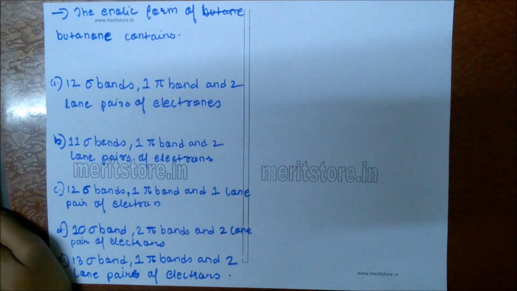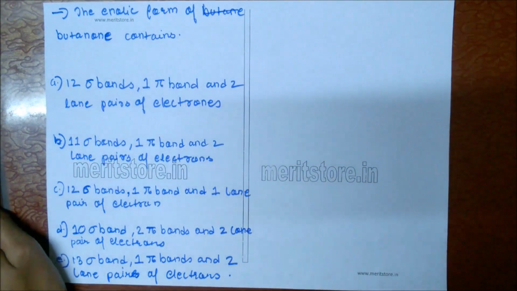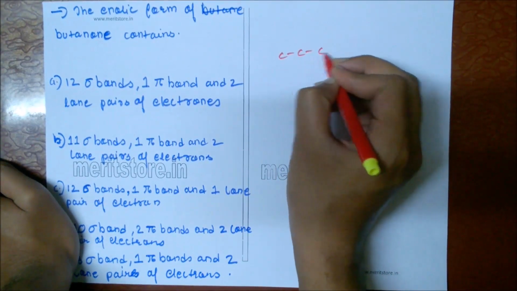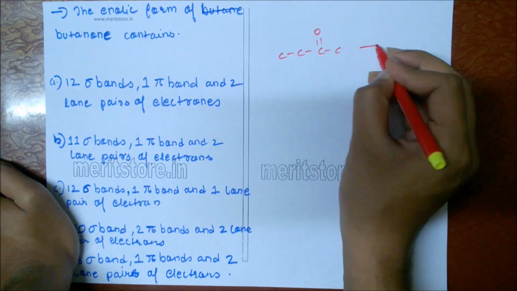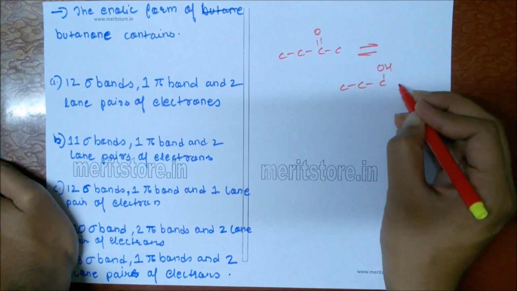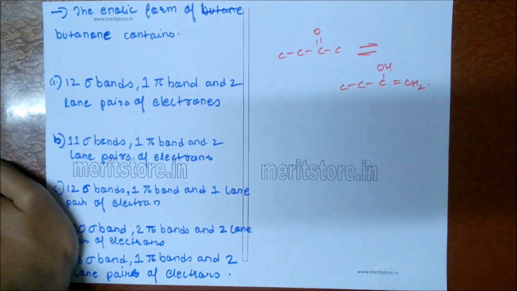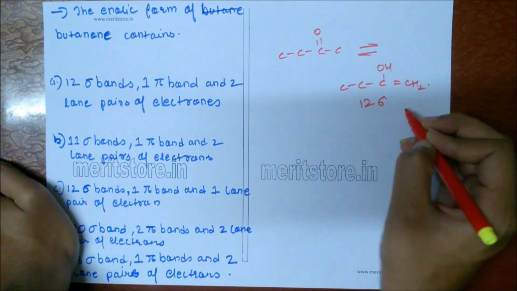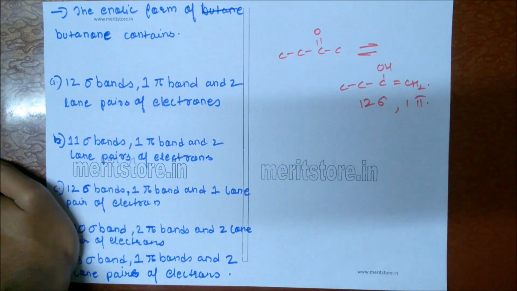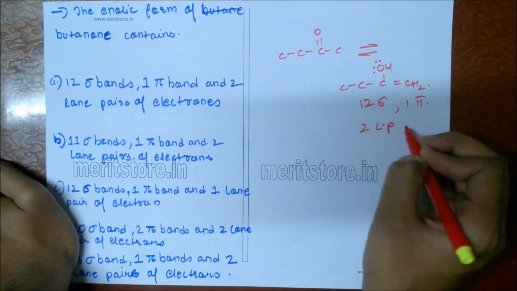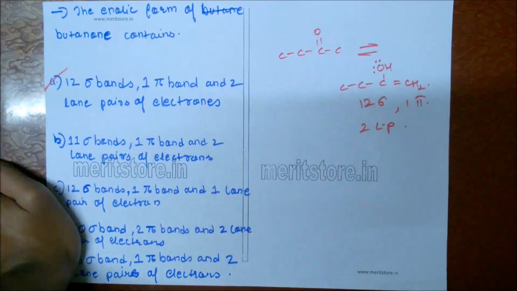The enolic form of butanol contains: the keto form of butanol is this, and the enolic form is this. The enol form of butanol consists of 12 sigma bonds, 1 pi bond and 2 lone pairs of electrons on oxygen. So option A is the correct answer.